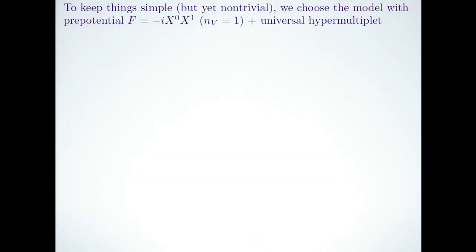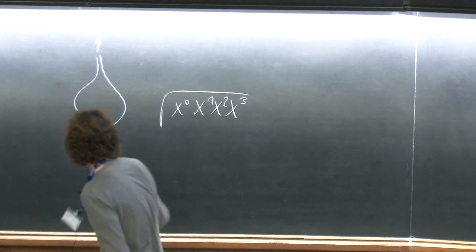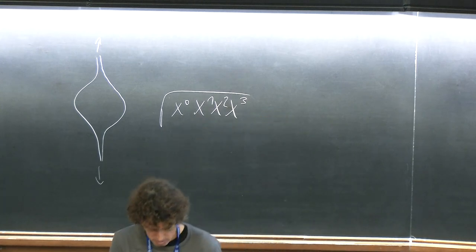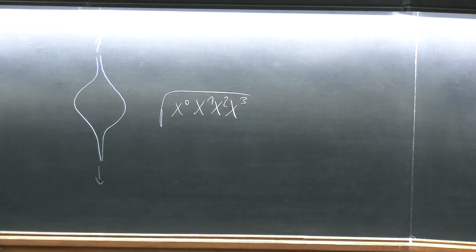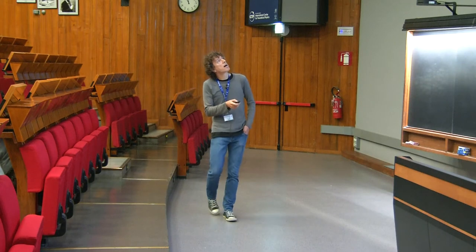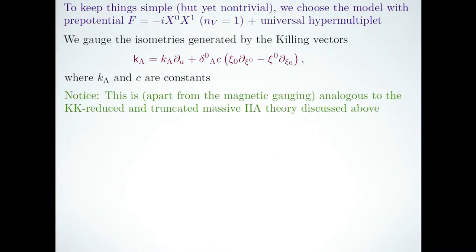Good. And to keep things simple, but as we will see, yet non-trivial, let us choose a very simple model, which is this prepotential here, in terms of X^0 and X^1, which has just one vector multiplet. And by the way, this is a truncation of the other one. If the other one was this, and you set some X's equal, then you get this model here. And we couple this to the universal hypermultiplet. What we gauge are the isometries generated by these Killing vectors, where the k_Λ and the c are constants.